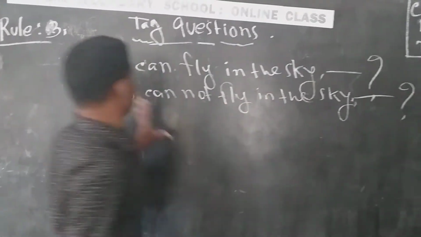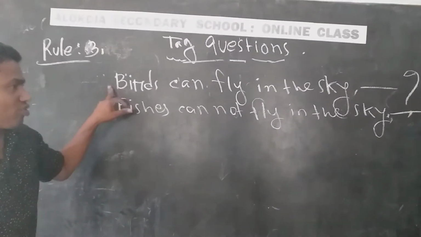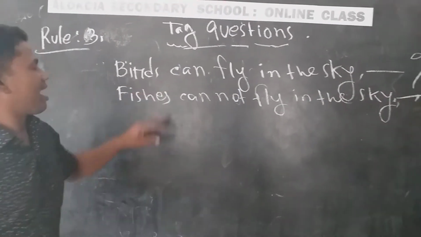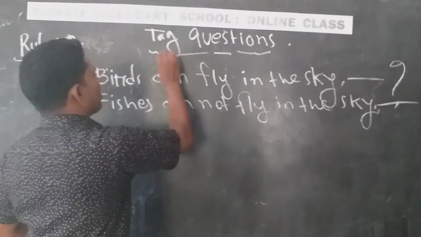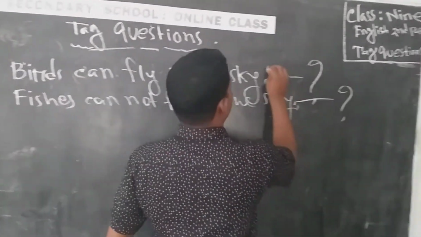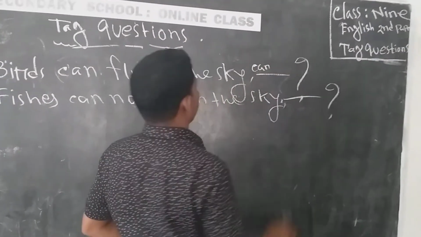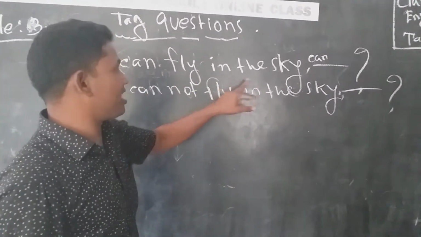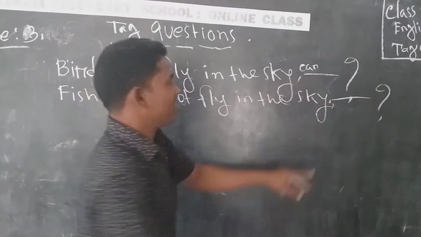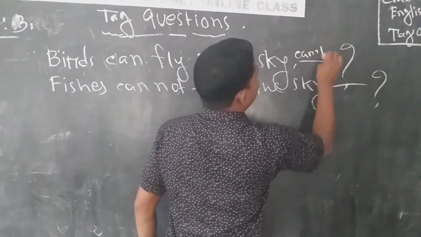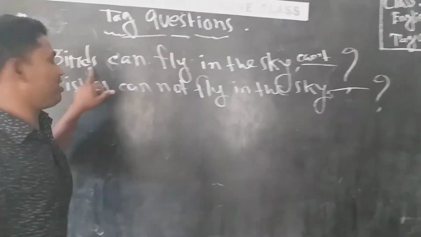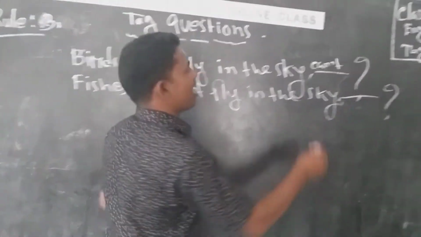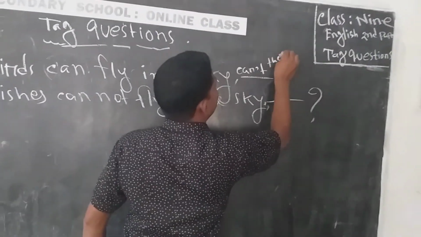Dear students, there are two types of sentence. First one affirmative, another one is negative. That is, here the auxiliary verb, that is modal verb, is can. As the sentence is affirmative, so we need to put here the short form of not, that is can't. Can't. As the subject is plural, so we need to use here they as subject.